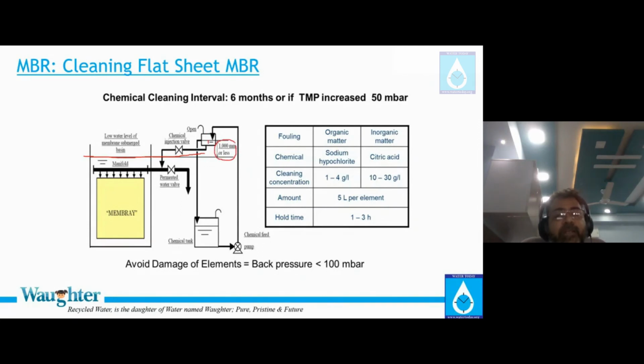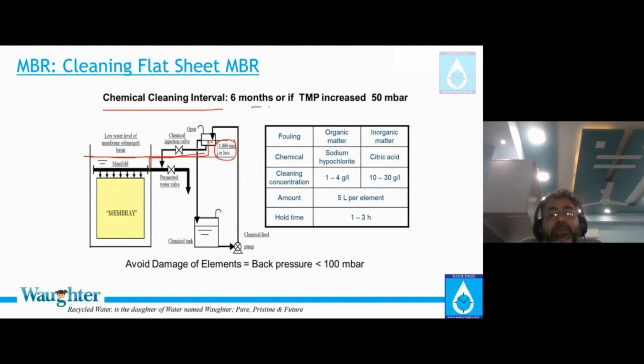So do we have any head? The answer is no, not enough head. So only 1 meter water column head. If you can do like this, you please backwash. No issue with the membranes. You can backwash it with very low head. So what is done? Usually this is the way the chemical cleaning is done.